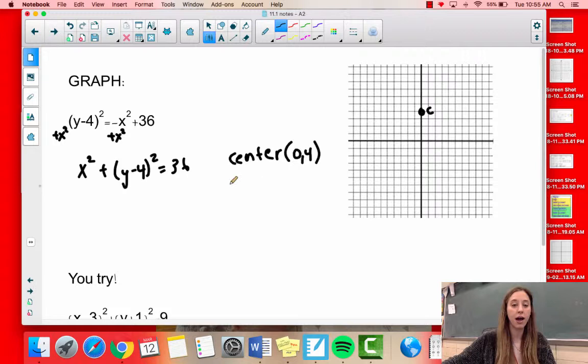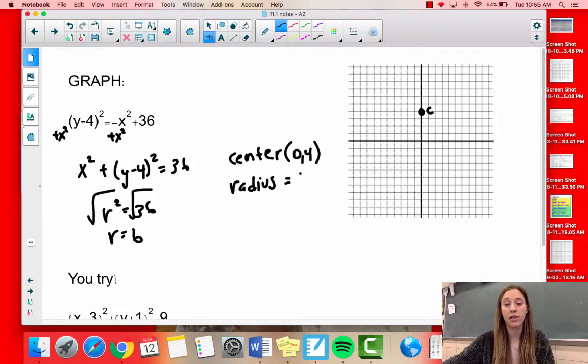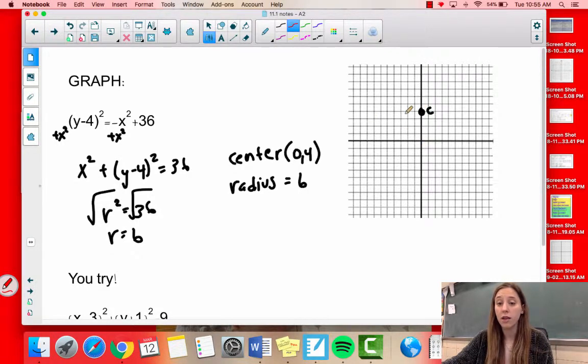And then we need to go ahead and find the radius. And remember, to find the radius, we're going to have r squared equal to the last number, and then take the square root of both sides, and we're going to get that r is equal to 6. So the radius is 6. And then the easiest way to graph this is to start from your center and then go up, down, left, and right 6 points. So I'm going to count 1, 2, 3, 4, 5, 6 and plot a point. 2, 3, 4, 5. Plot another point down and then go right and left. 1, 2. So there's another point, and then the last one, 1, 2, 3, 4, 5, 6.